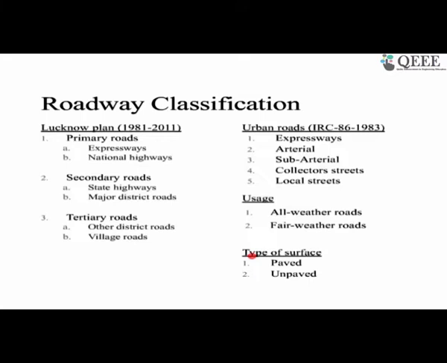high speed and less access, meaning very few intersections. So these are the expressways. Then comes the arterial, and then the sub-arterial. The arterials connect to the expressway and the sub-arterials connect to the arterial. Category-wise, each is lower than the other. Then comes the collector street, and then the local street.